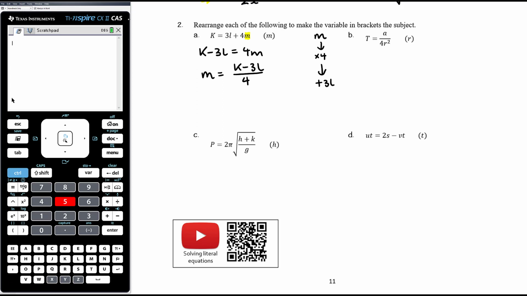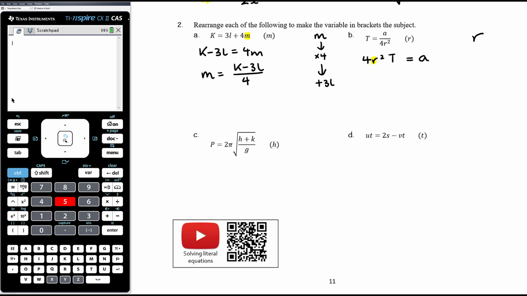Okay, part B. Now before you can think through this kind of process for part B, if the unknown that you're trying to make the subject is on the denominator of a fraction, the first thing you've got to do is get it out of the denominator, then you can focus on getting it on its own. Okay, so in this instance, this is easy enough. If we multiply both sides of the equation by 4r squared, we're going to get 4r squared t on the left, and multiplying the right hand side by 4r squared simply cancels out the denominator, and we'll just be left with a.